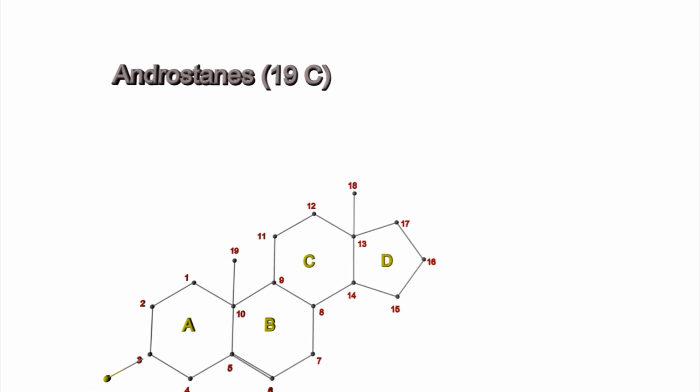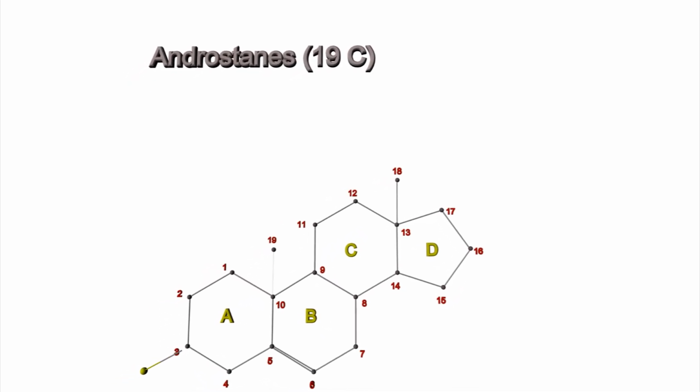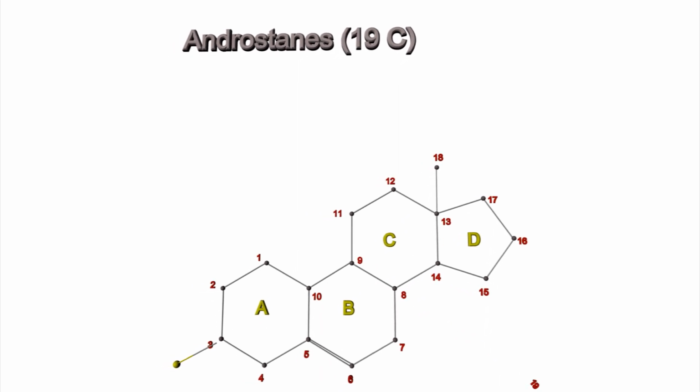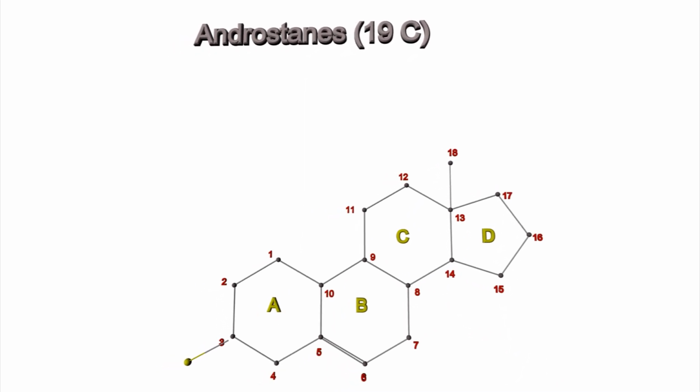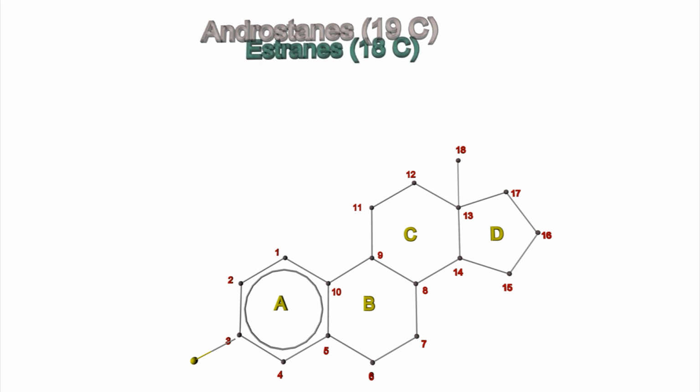The last transformation results from the removal of carbon 19, which is attached to carbon 10. To achieve this transformation, it is also required to aromatize ring A. This change leaves structures with 18 carbons, which are called estranes, and all estrogens, such as estrone, estradiol, and estriol, belong to this group.